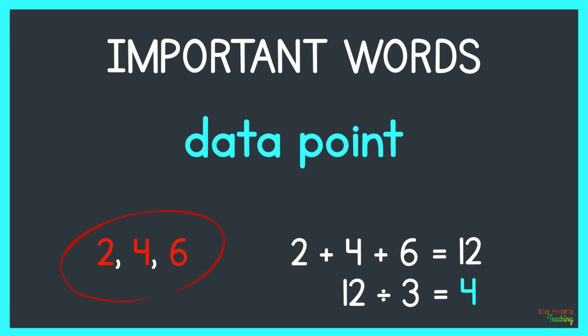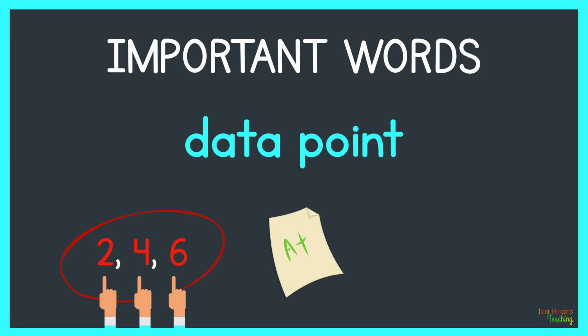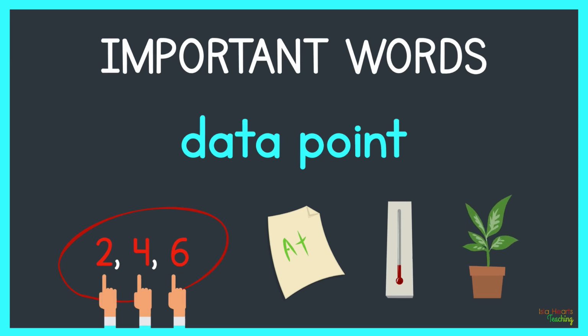The last important term I want you to know is data point. A data point is a single piece of information, or value, within a dataset. It represents one specific observation or measurement, such as a student score, a temperature reading, or the height of a plant.